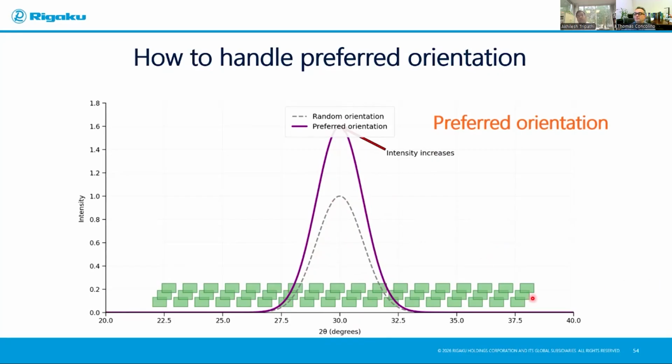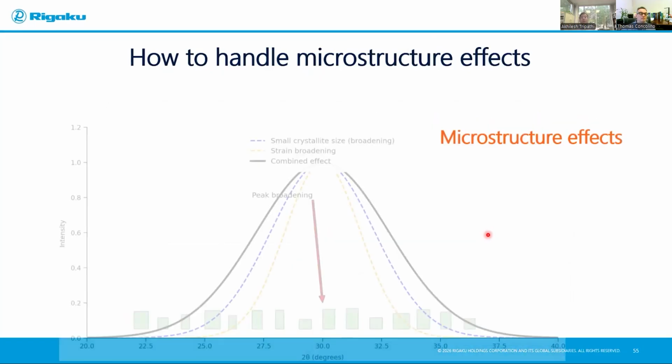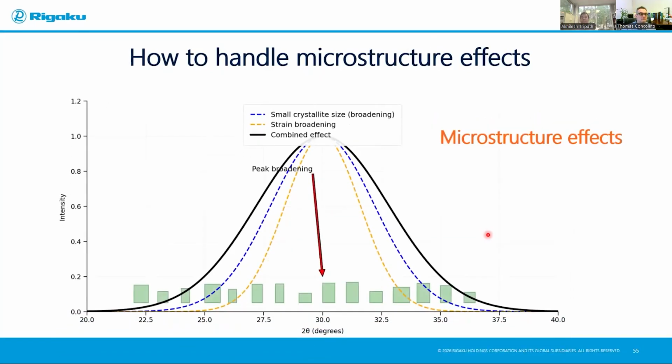But I also want to mention at the sample preparation level, and it was covered in our first webinar, and feel free to ask us. You want to try preparing your sample with minimizing the preferred orientation, and there are several techniques to do that. Microstructure effects are broadening of the peak due to either overgrinding or stress.